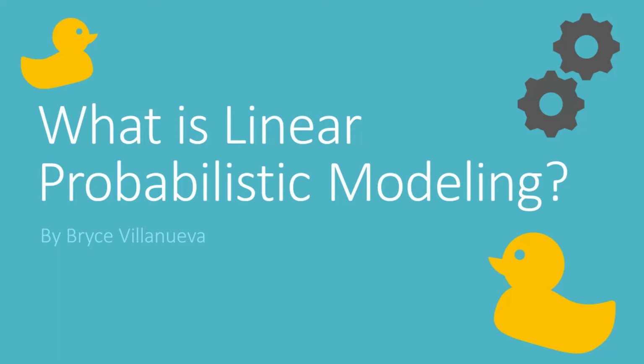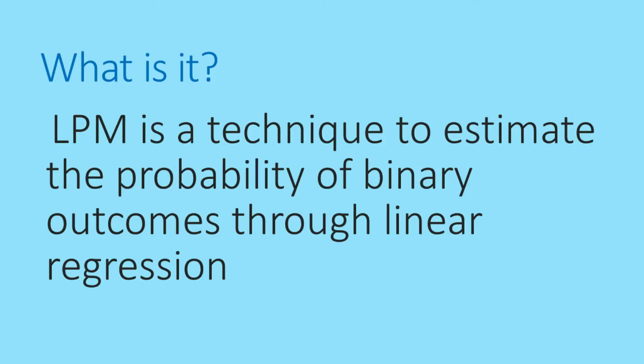What is linear probabilistic modeling, or LPM? LPM is a model used to estimate the probability of binary outcomes through the use of linear regression. In other words, when situations can only result in two outcomes, we can use LPM to estimate the probability of those outcomes happening given an independent variable.